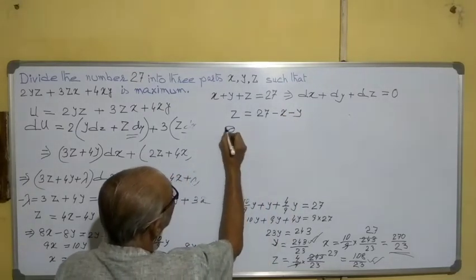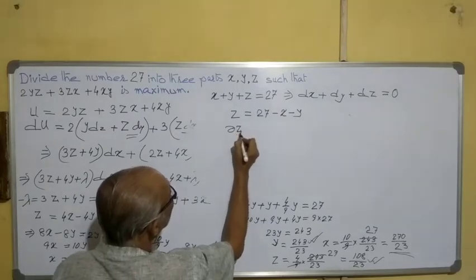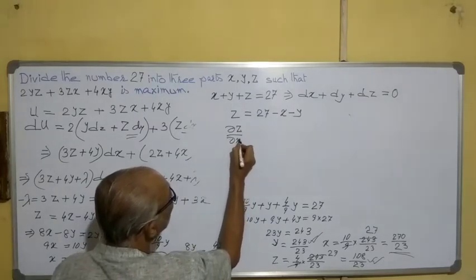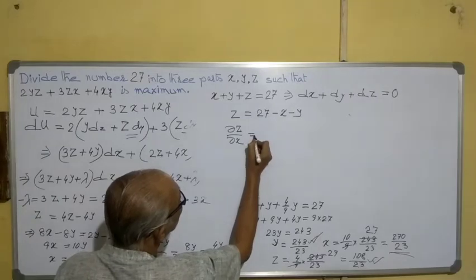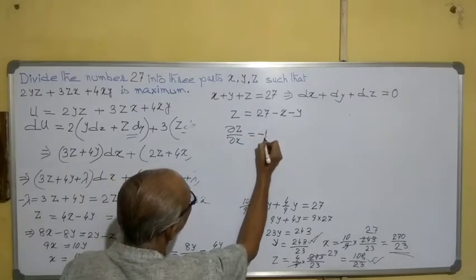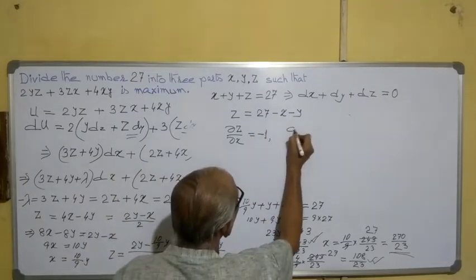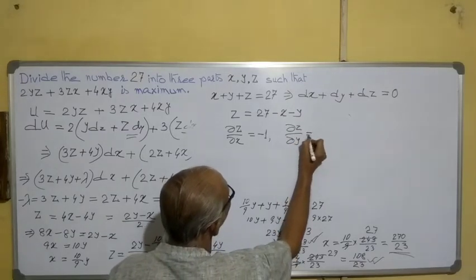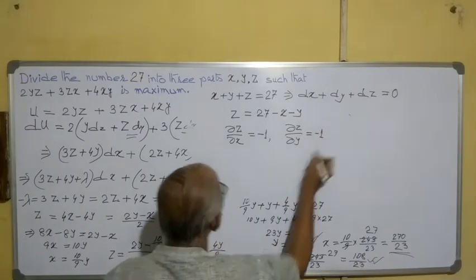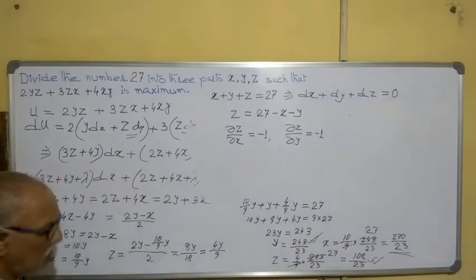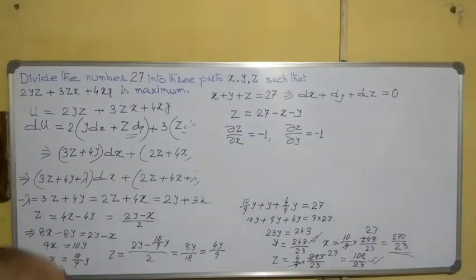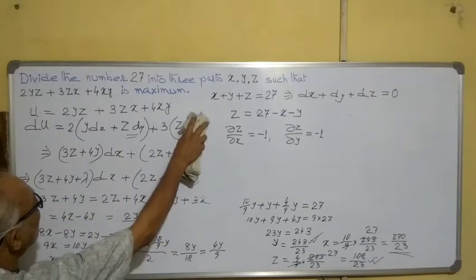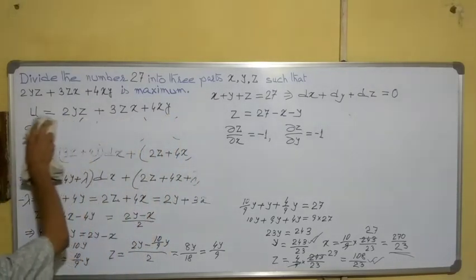From here, partially differentiating, del z by del x equals minus 1, and del z by del y is also equal to minus 1. Now we know u equals this expression. So I am rubbing this part.